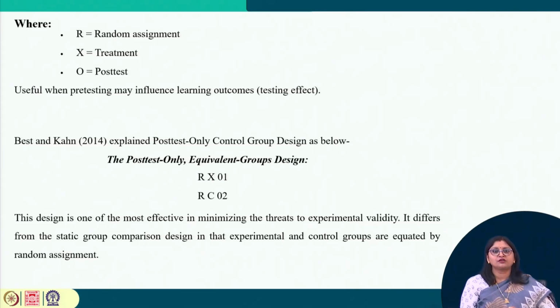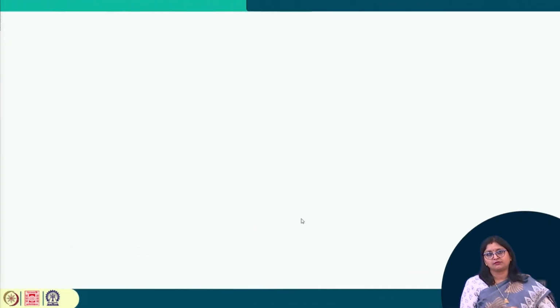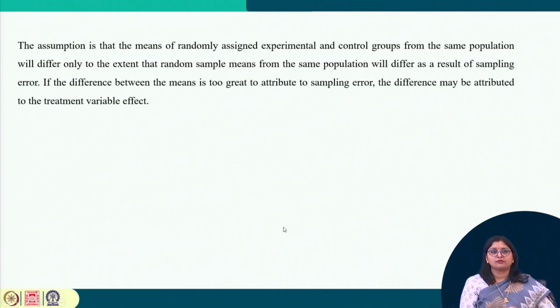So, this design is one of the most effective in minimizing the threats to experimental validity. It differs from the static group comparison design in that the experimental and control groups are equated by random assignment. Now, we will talk about the assumptions: the means of the randomly assigned experimental and control groups from the same population will differ only to the extent that random sample means from the same population will differ as a result of sampling error.